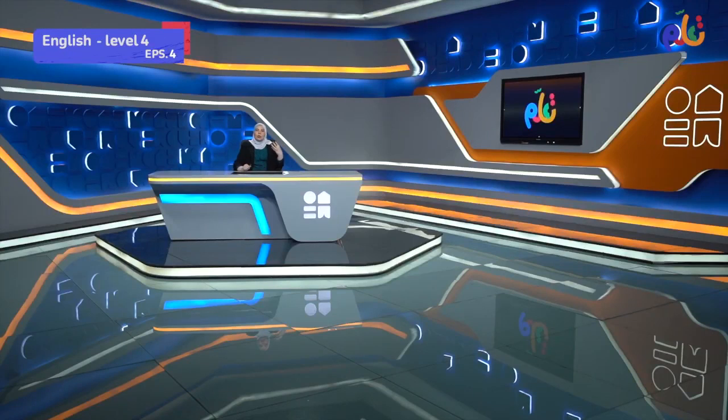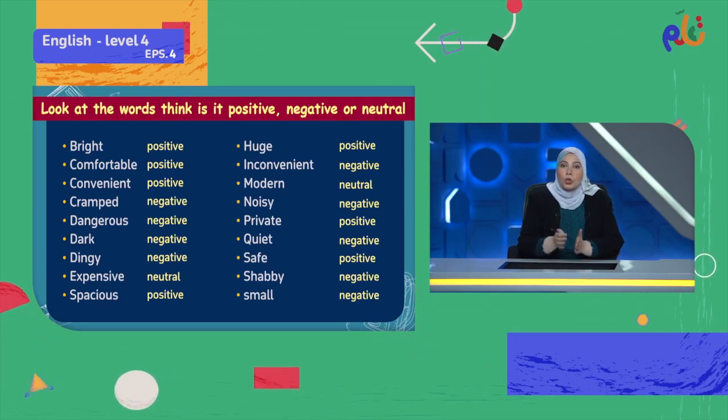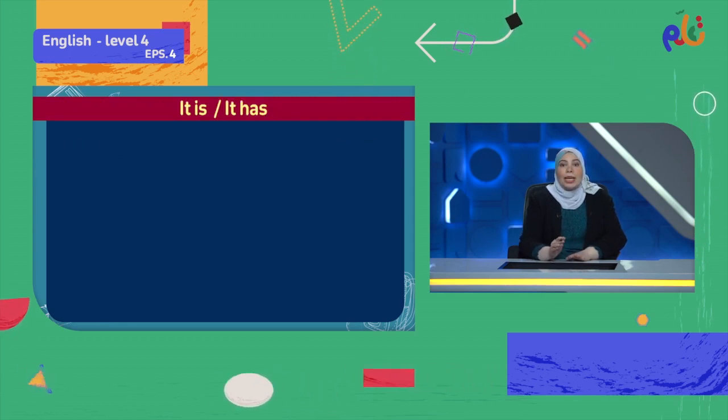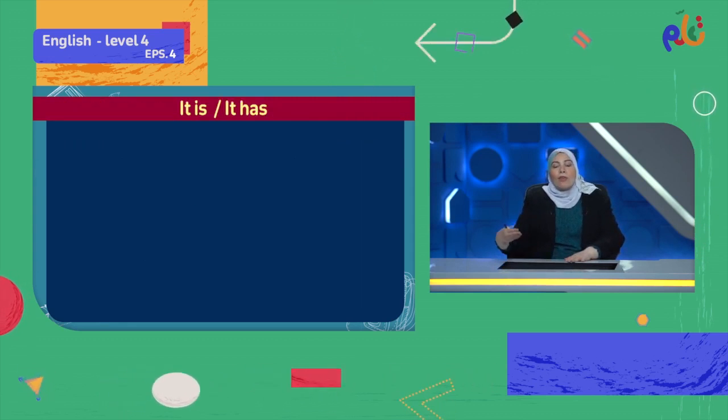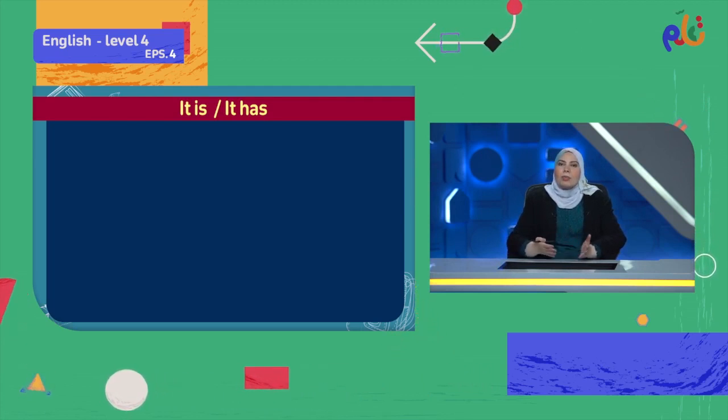Okay, so if we're talking about description, we can speak about the flat or the house saying it is or saying it has. If you remember when we talked about is and has before, is usually followed by an adjective. So if we're talking about any of these adjectives, usually we're going to use it is. And we have it has. We have other things that we can add that we can describe when we speak about the house.